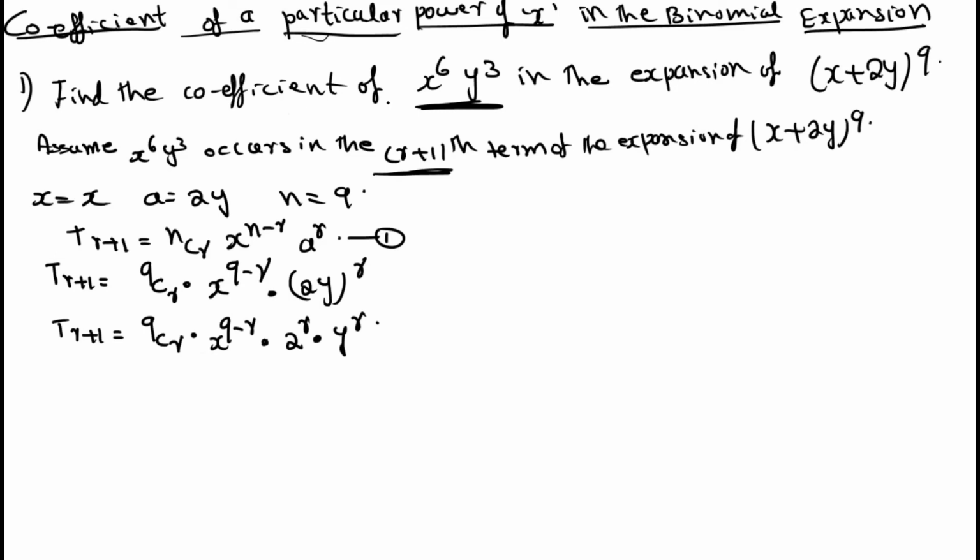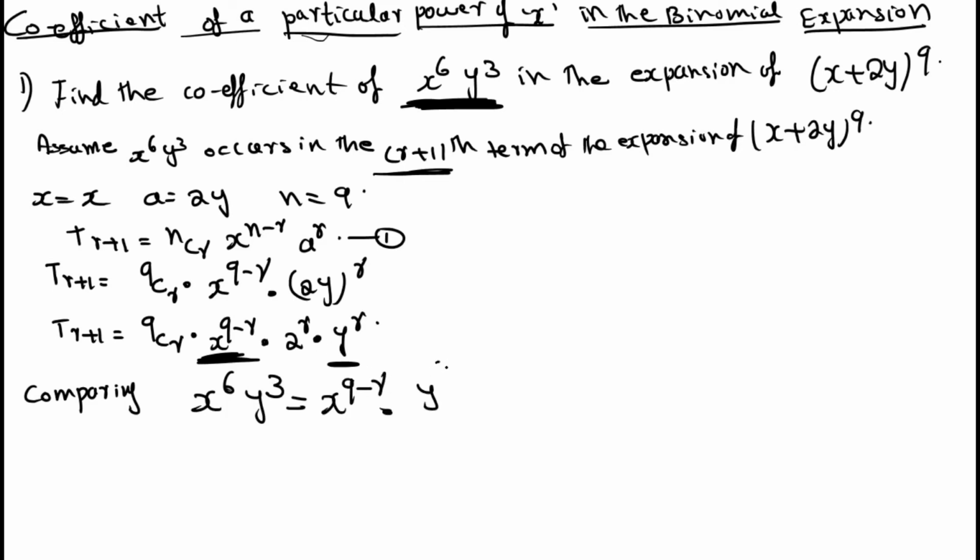Okay. So after simplifying this one, now observe the given question. The given question is the coefficient of x to the power 6 into y cube. Now see, in the general term x is there, y is there. In the question also x is there, y is there. So in the next step, compare the given question with the general term. Okay, comparing. I will write x to the power 6 into y to the power 3 equal to, here what is there, x to the power 9 minus r into y to the power r is there. Clear what I am doing? You need to compare the given question with the general term.